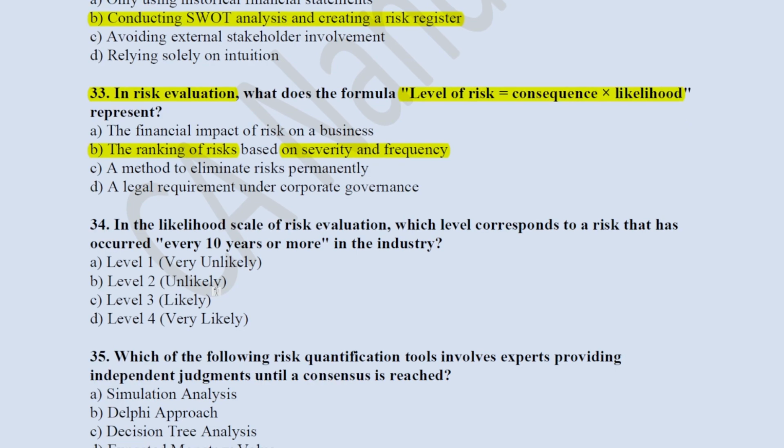In the likelihood scale of risk evaluation, which level corresponds to a risk that has occurred every 10 years or more in the industry? Level 1 very unlikely, level 2 unlikely, level 3 likely, level 4 very likely. Every 10 years or more on the likelihood of risk scale, so the answer should be level 2, unlikely.